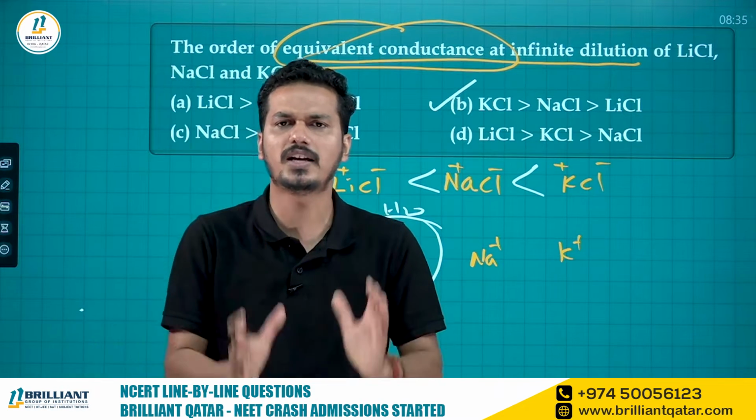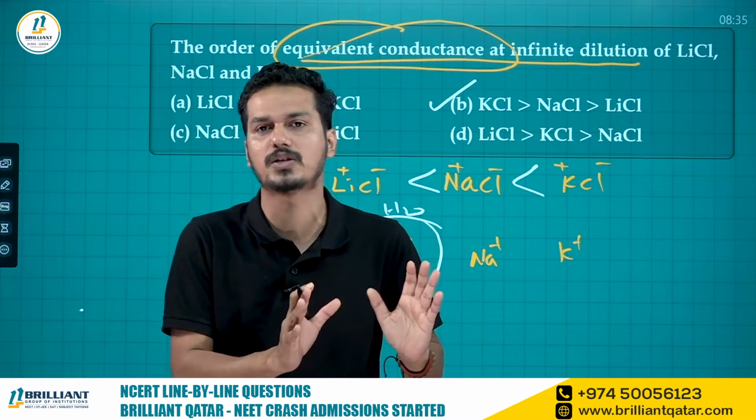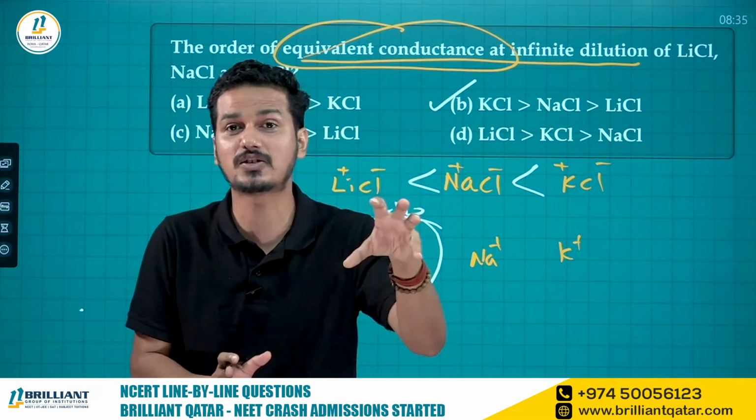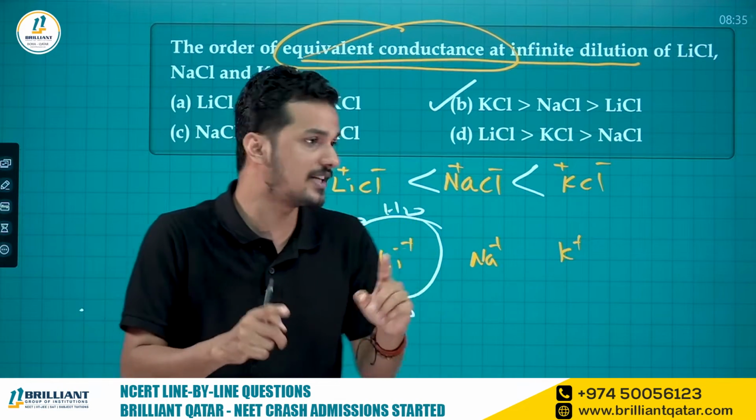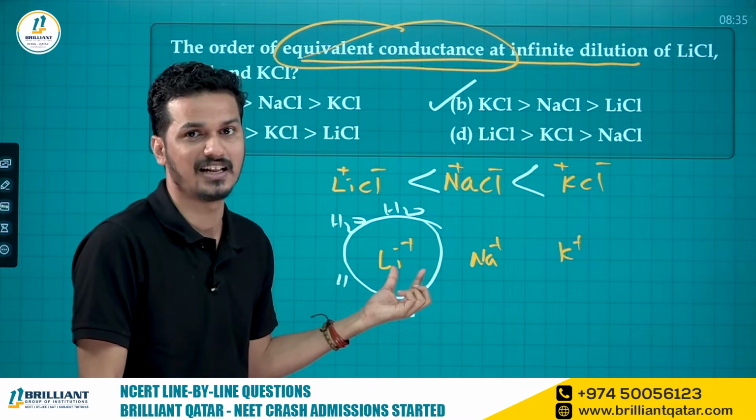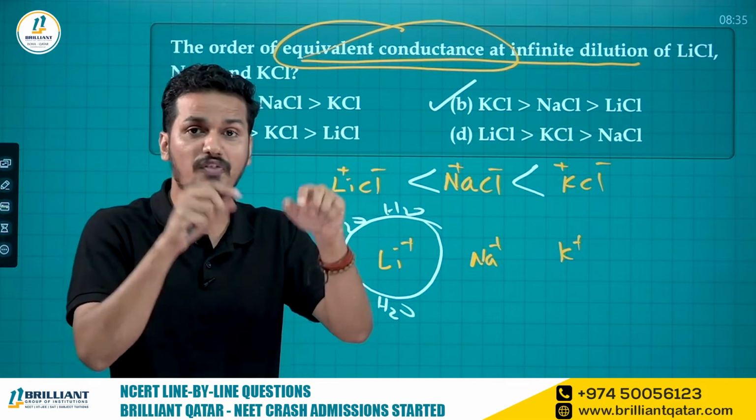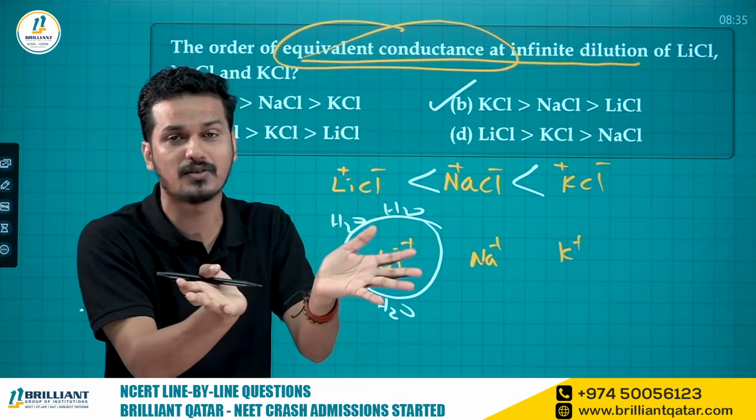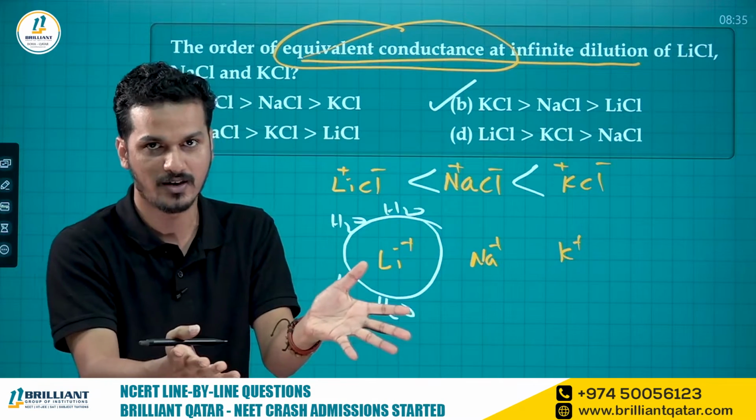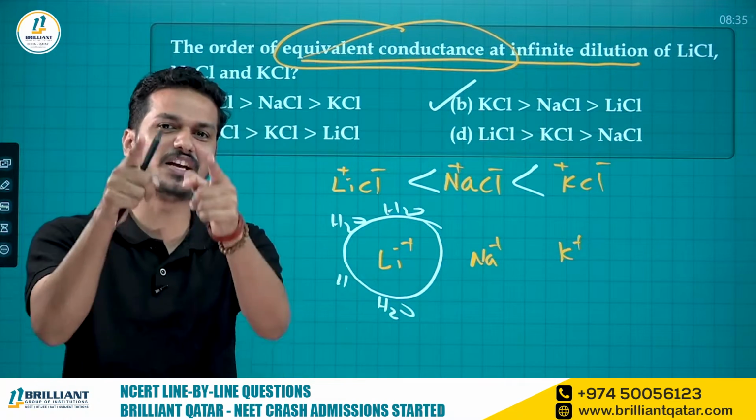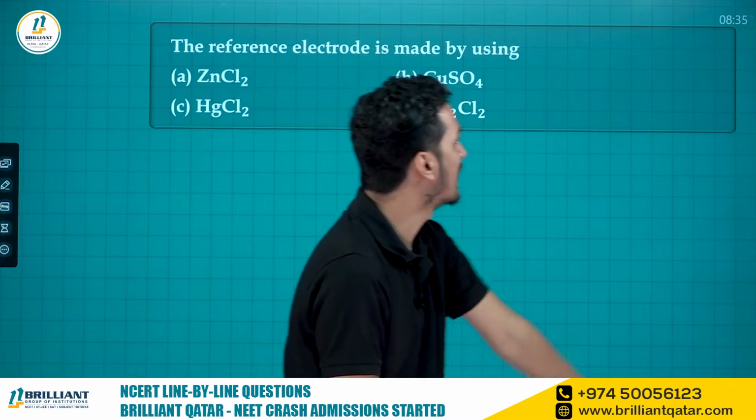So you have to remember that equivalent conductance is not directly inversely proportional to the size of the cation in a simple way. You don't think like that. Here the size of the cation is smaller, lithium plus. The thing is that at infinite dilution, water molecules will get attached with the lithium plus and it becomes a bulkier one. If so, then we can go to the next question, guys.